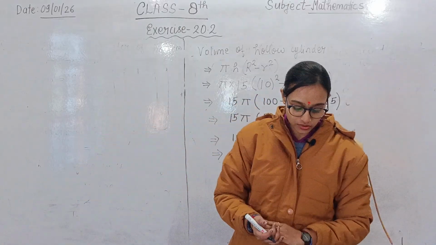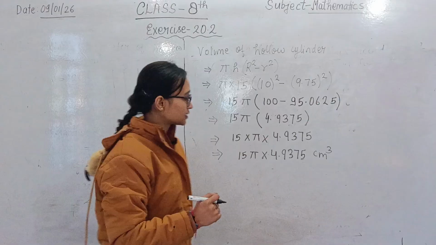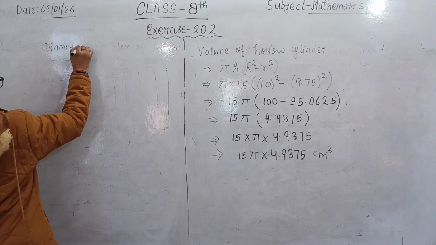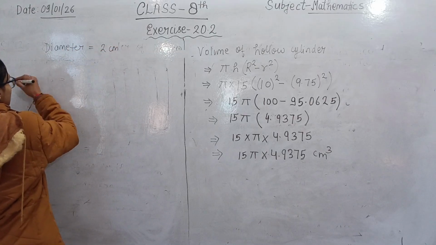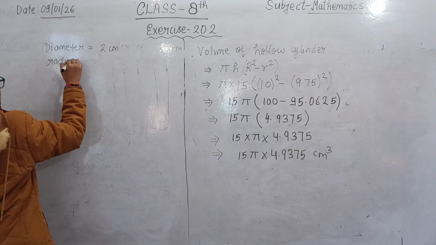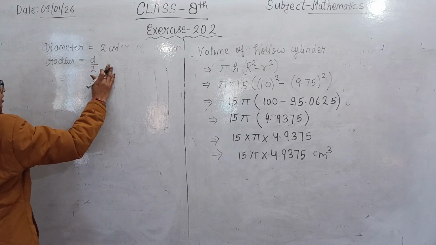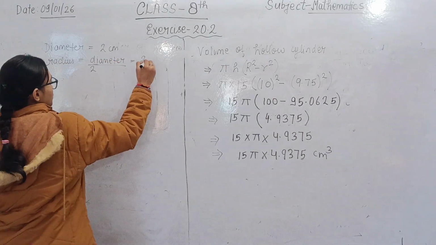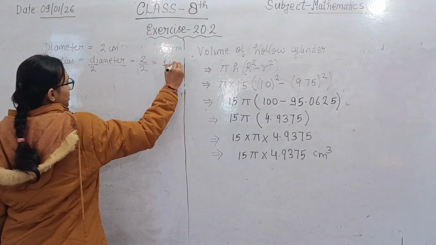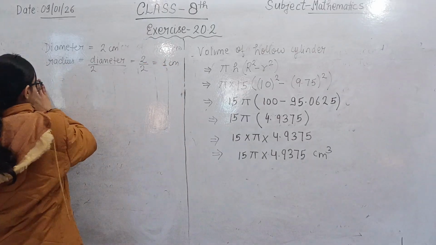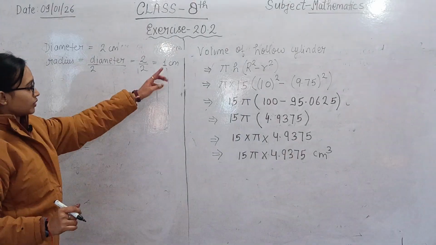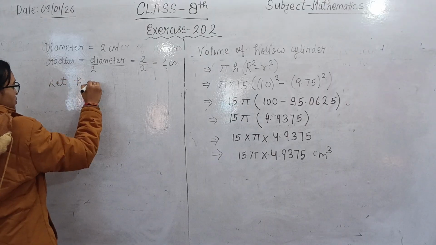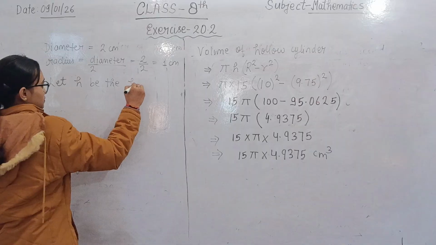We have to find the length of the solid cylinder in which diameter is given as 2 centimeter. So radius will be d upon 2, that is diameter upon 2, 2 upon 2, that is 1 centimeter. So the radius of this solid cylinder will be equal to 1 centimeter. We have to calculate the height, and let h be the height.